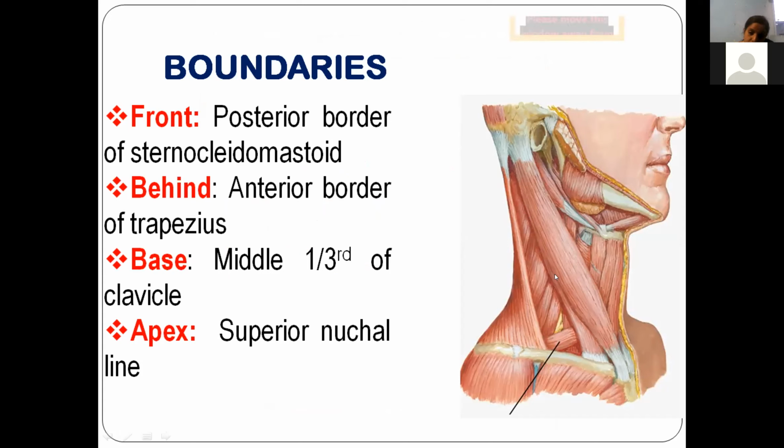See, this is sternocleidomastoid. Behind sternocleidomastoid, whatever space we are finding, that is the posterior triangle. Anteriorly, it is bound by the posterior border of sternocleidomastoid, and behind it is bound by the anterior border of trapezius. The base is the middle one third of the clavicle, and the apex is the meeting point of sternocleidomastoid and trapezius. Hope this is clear.